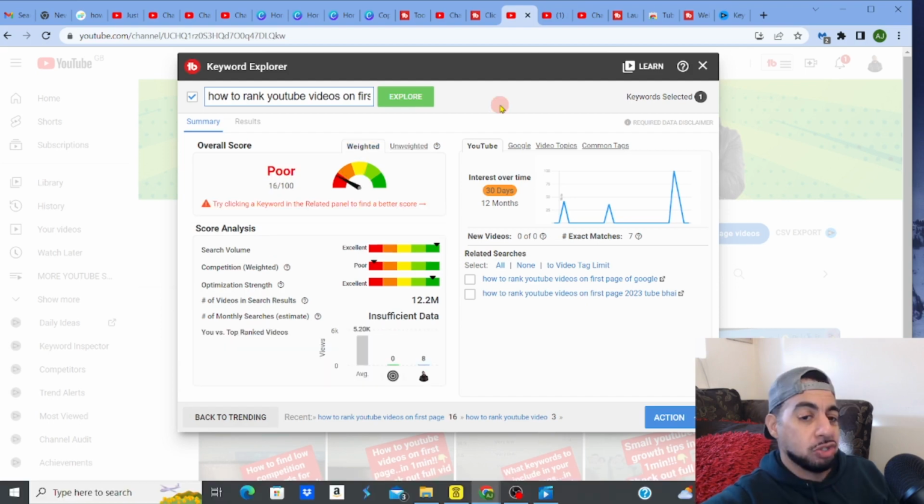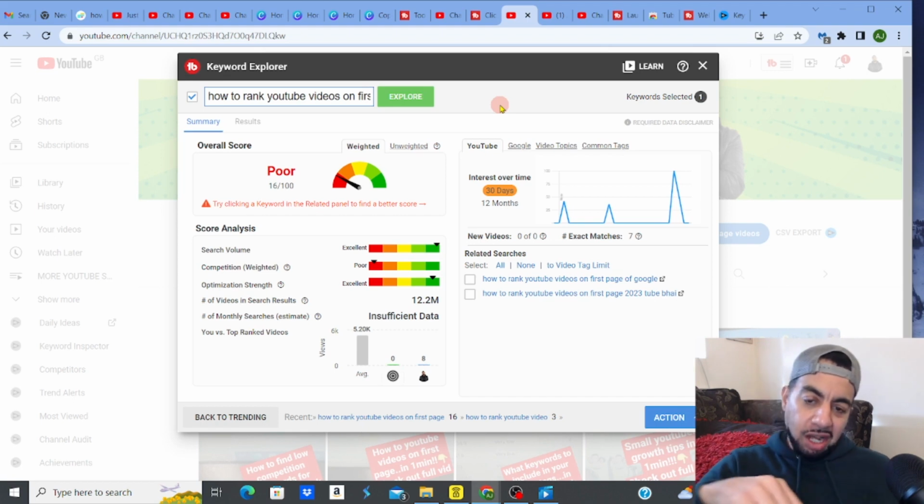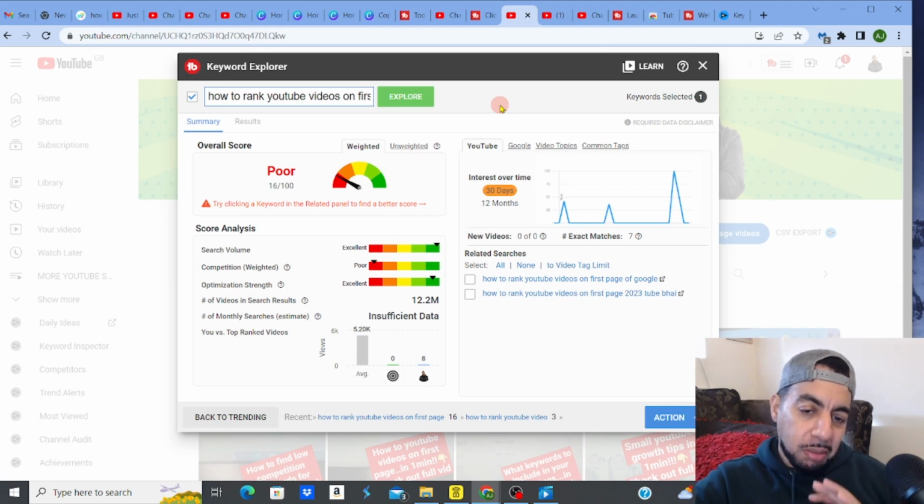And this is what I like about TubeBuddy, because TubeBuddy actually gives you an idea about how it works for your specific channel. And I think that's so important. I think that's something that can be missing in other software. But this works really well for me, for TubeBuddy. And hence why I use TubeBuddy.